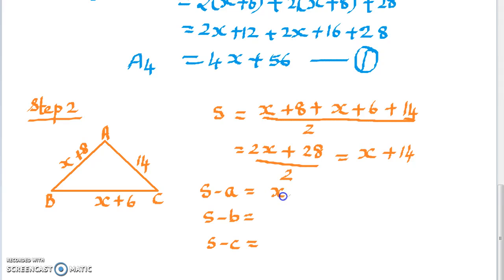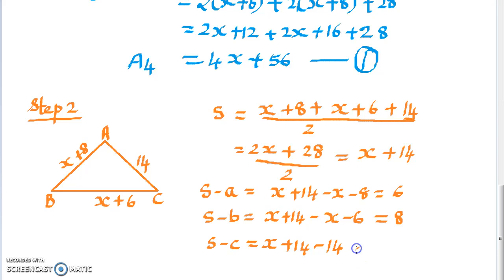So s minus a is going to be x plus 14 minus x minus 8. I'm taking AC as a. So that will give me 6. S minus b will be x plus 14 minus x minus 6. So I'm taking BC as b. So that will give me 8. Next is x plus 14 minus 14, which is going to give me x. So let me just mark a and b in the figure, so that it is pretty clear which one I'm going to talk about. So this is going to be my b, that is BC is b, and AC is c, which is 14.